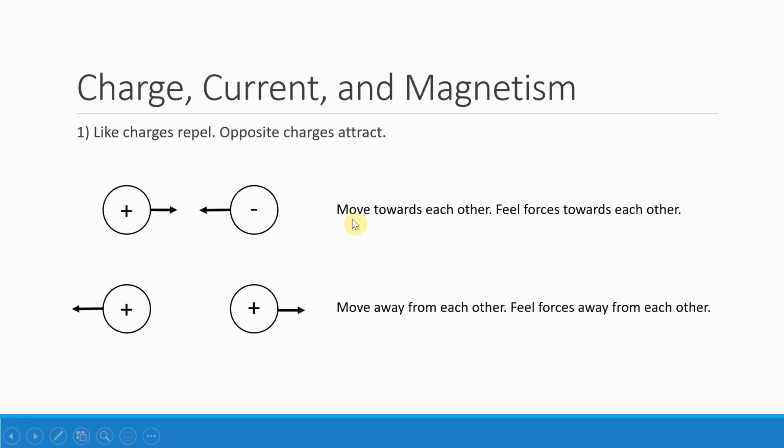They're opposite. They're going to move towards each other or feel forces towards each other. In this case, they're the same charge, so they're going to move away from each other or feel forces away from each other. You might see this, instead of 2 just plain charges, you might have 2 wires that have charges. In this case, if these were wires, they would bend towards each other, and in this case, they would bend away from each other. But again, it's the same rule of like charges repel, opposite charges attract.